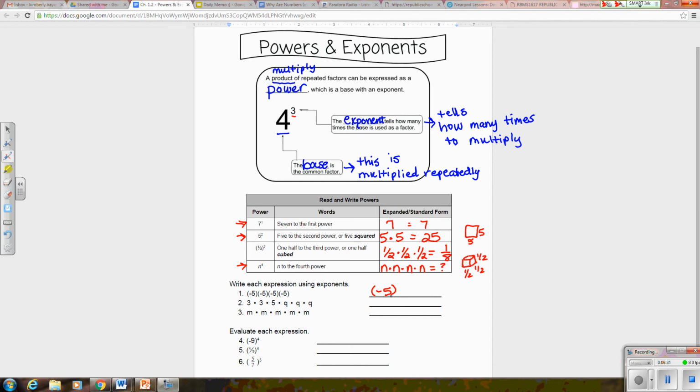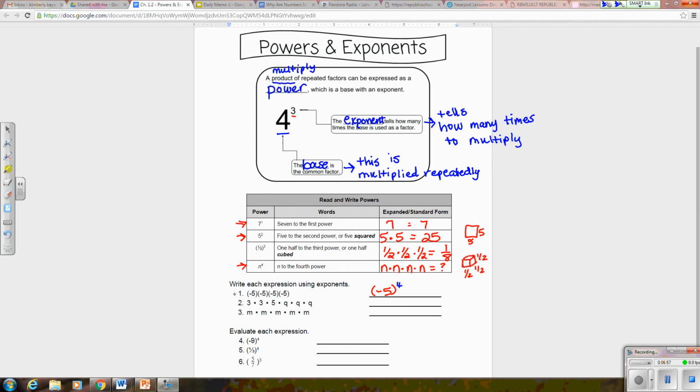Since this is in parentheses, this is in parentheses. So the number that's being repeatedly multiplied is my base. Okay, how many times am I multiplying it? Once, twice, 3 times, 4 times, or I should maybe say it this way. How many -5s am I multiplying together? And I'm multiplying 4 of them, so that becomes my exponent.